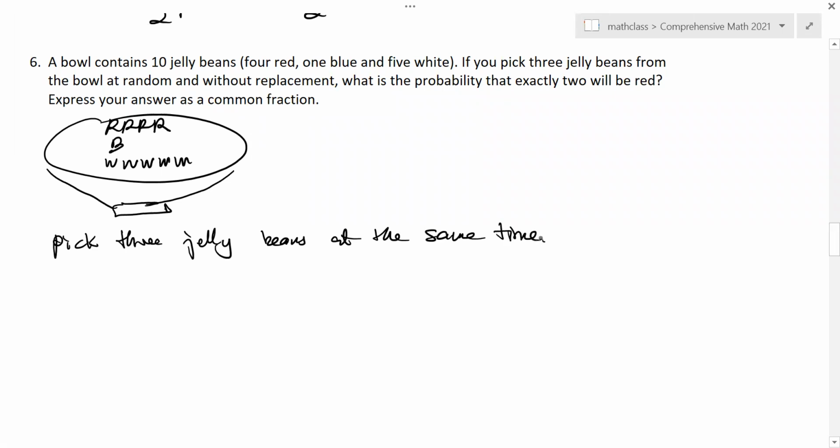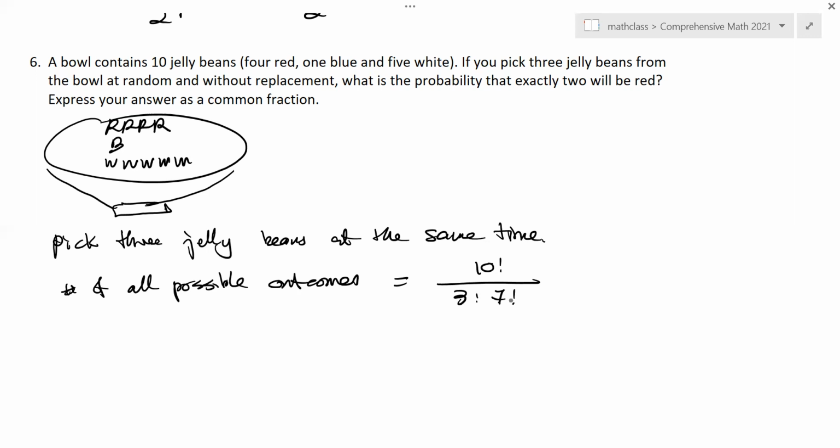So no order. That means the number of all possible outcomes. Now, those 3 beans are all different. Even if they are all red beans, they are different, right? If you use a microscope to look at them, they are definitely different. So you have a total of 10, and you just select 3 out of 10 to form a group. There's a formula: 10 factorial over 3 factorial times 7 factorial. We keep using this formula over and over again.